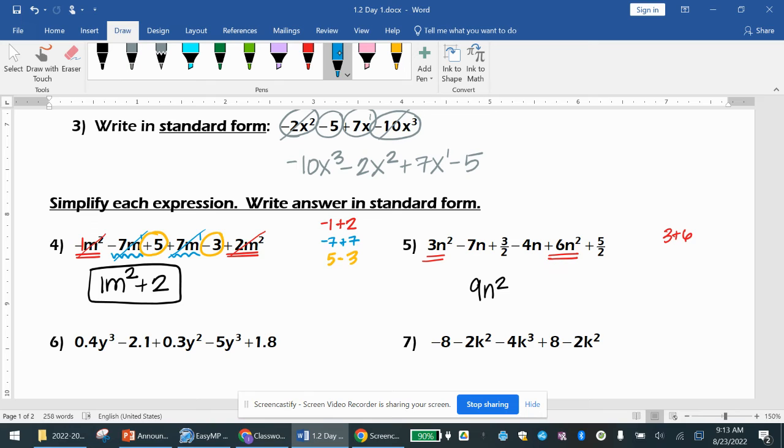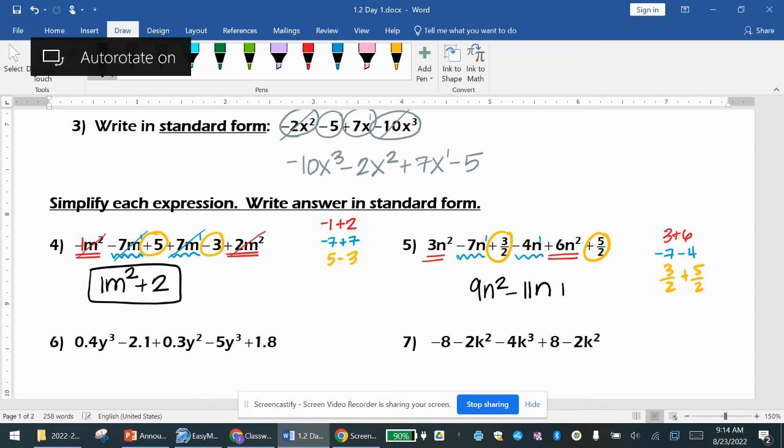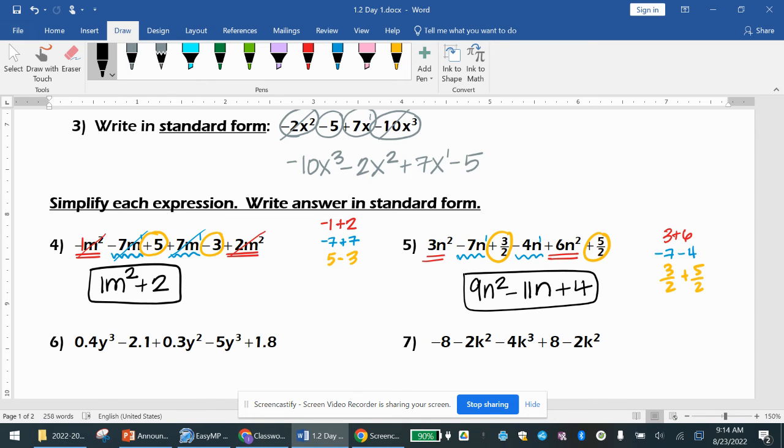Then look for the ones that have n to the first power. So negative 7 minus 4. You're going to get the same answer if you do negative 7 minus 4 or if you add the like terms, negative 7 plus negative 4. It's the same thing, okay? You should get negative 11n, right? And then finally, we have 3 halves plus 5 halves. 3 halves plus 5 halves is 8 halves, which gives you 4. And you're more than welcome to use your calculator if you need to for these.